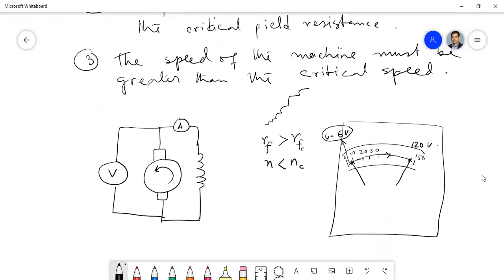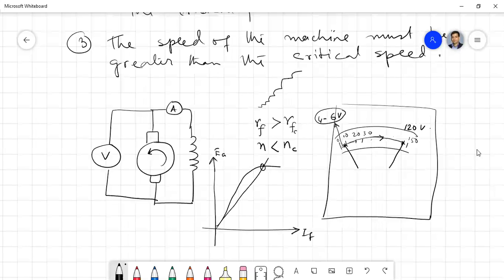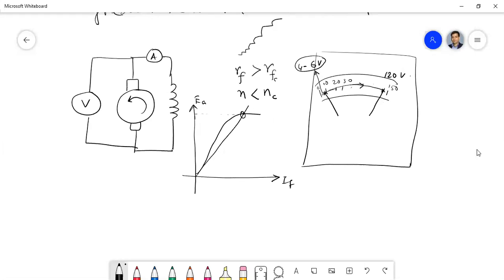For a shunt machine, all the points are unstable except the stable voltage point. Except this stable voltage point, all the points are unstable, unlike the separately excited generator. So that is the difference between the OCC of separately excited generator and shunt excited generator. Okay, I think you haven't got this point, isn't it? No, you, sir, got this point.